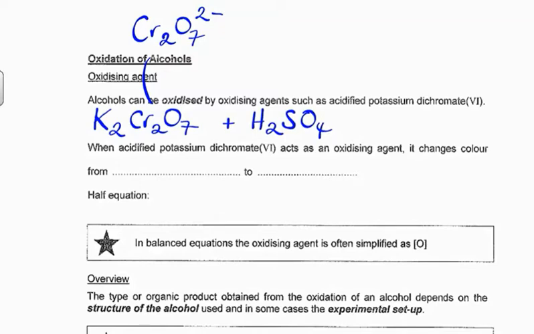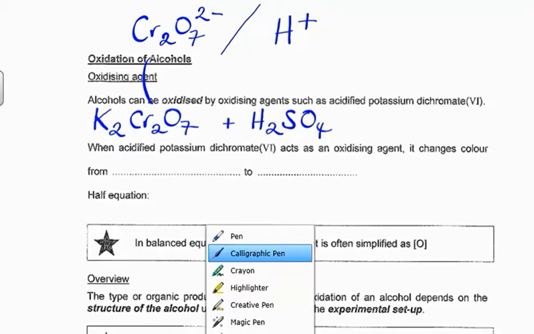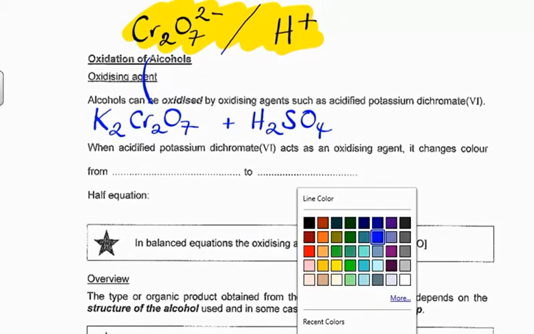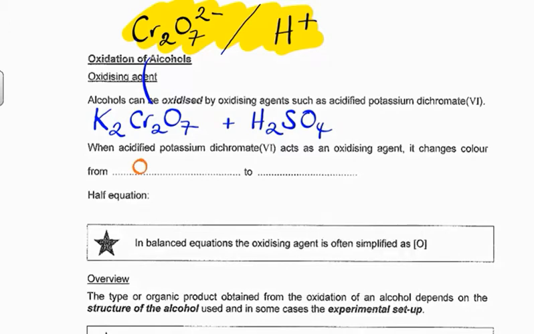ion. Again, we need to mention the acid, so you can either say acidified or we can quote the acid that we're using, which would be sulfuric acid. Again, you'll see that abbreviated as just H+. Potassium dichromate is a lovely orange colour. So when it starts off, the solution is orange.